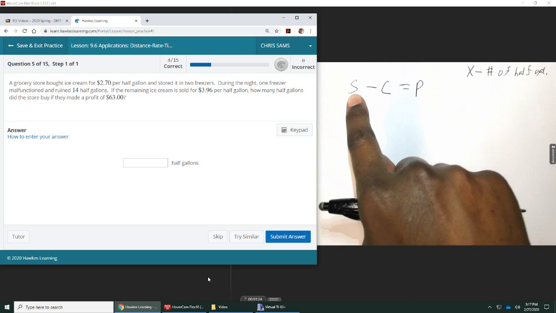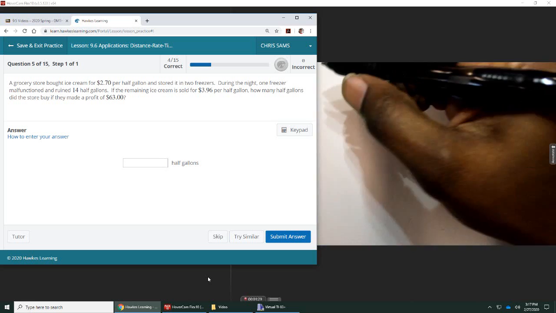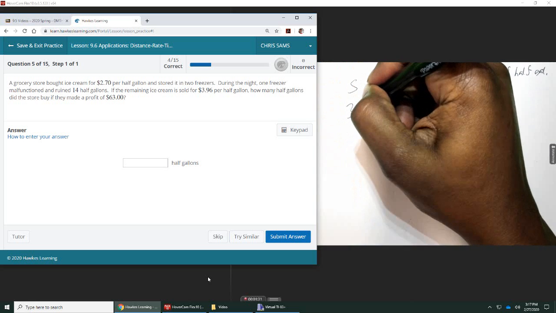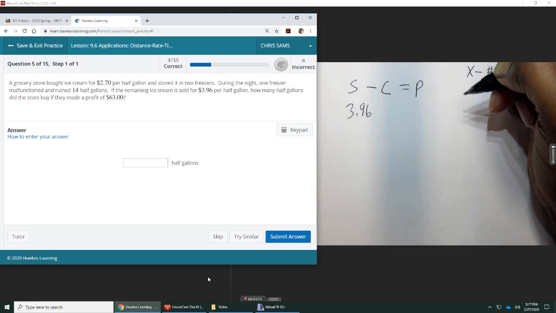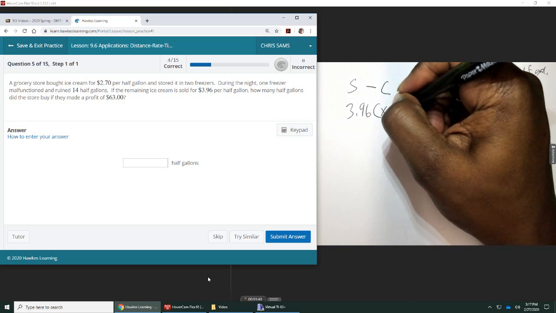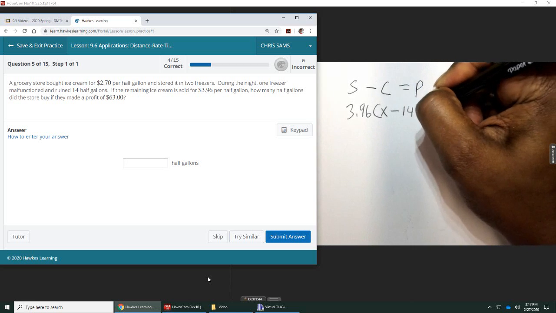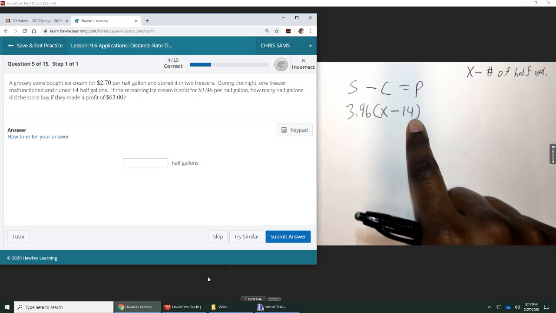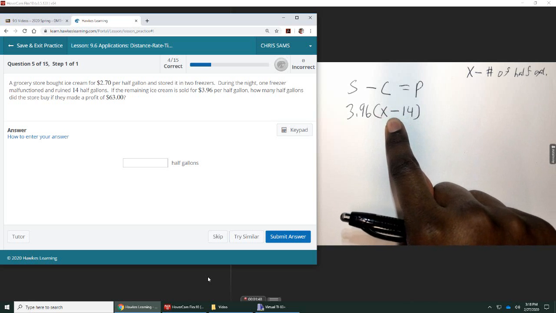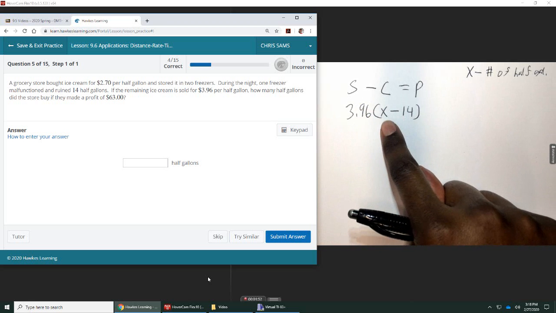So my selling price was $3.96. So $3.96 times how many half gallons did we have? Well, we had x of them, but we lost 14 when the freezer stopped working. So however many I started with, I have to subtract 14 from that, and this is going to tell me the amount of money I made off selling what I had.